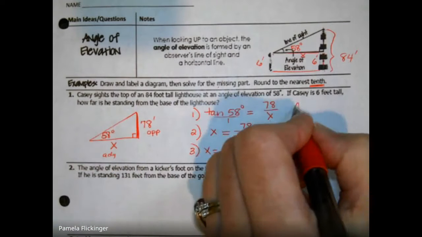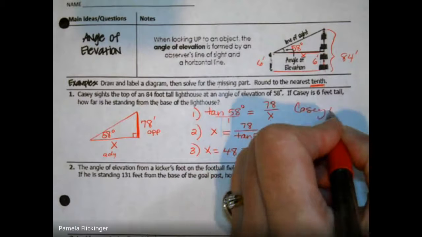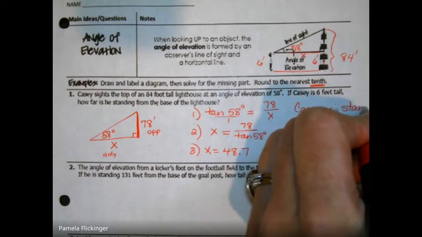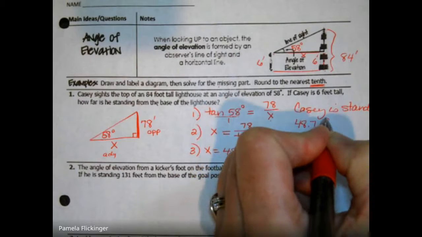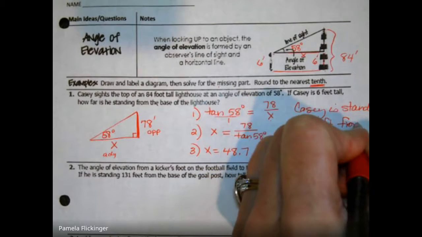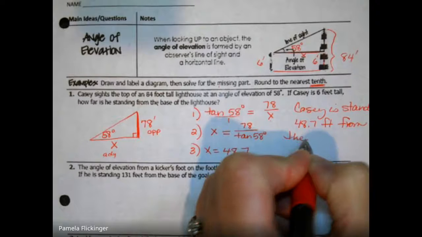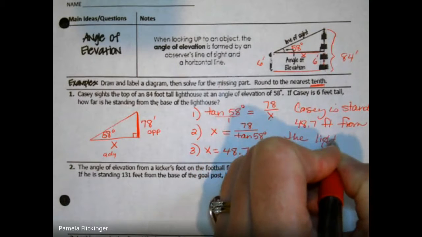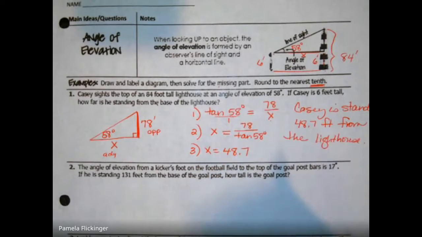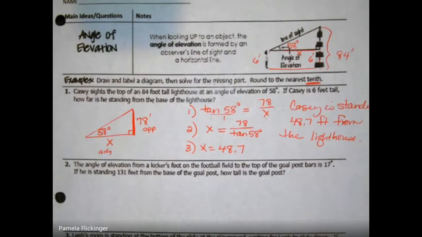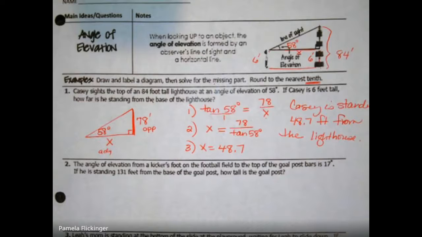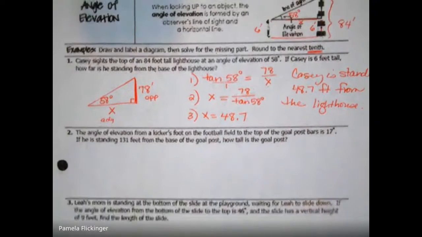So we would write, Casey is standing 48.7 feet from the lighthouse. And one thing this sentence, of course, allows us and reminds us to do is to put the proper units on our answers. Okay, number 2.